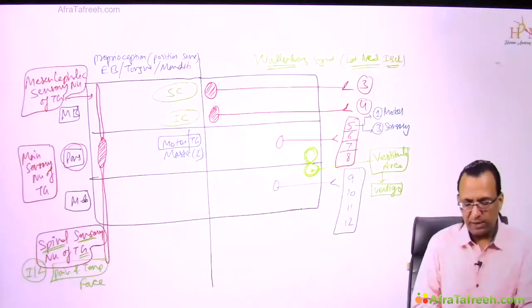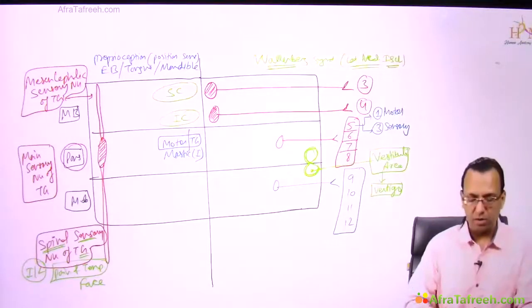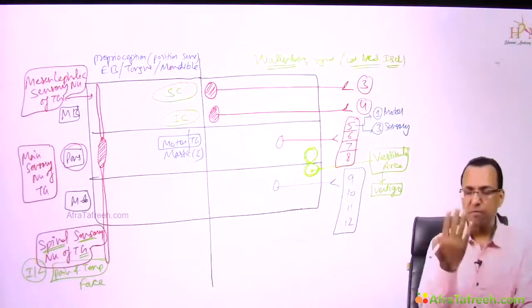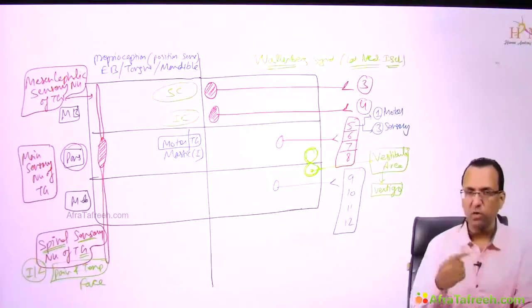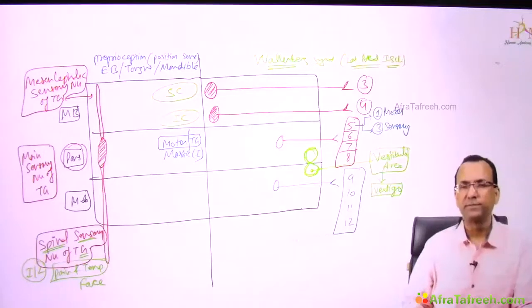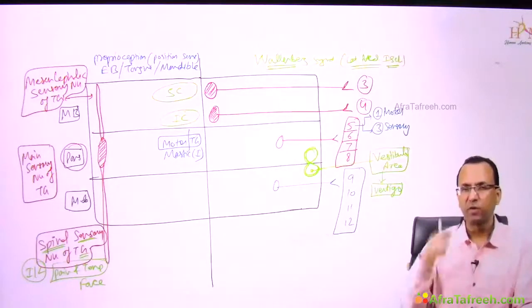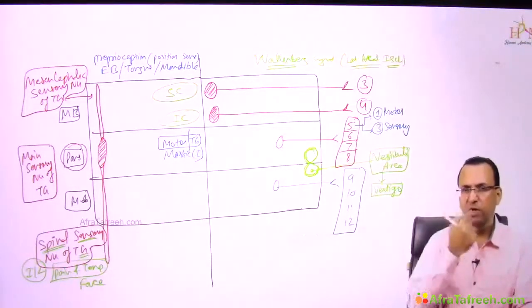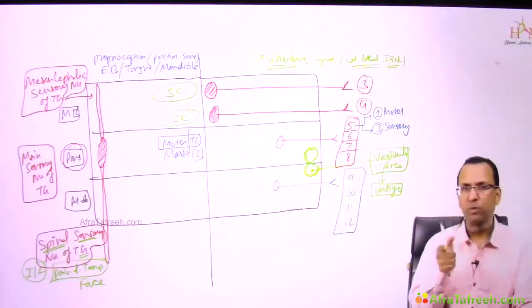So, can you see your own eyeball, tongue or mandible? You cannot until you have a mirror. If you have a mirror, then you can see. Otherwise, you cannot see your own eyeball, tongue or mandible. Then how do you know the position of these structures? The eyeball going up, down, right, left, the tongue going up, down, the mandible opening and closing the mouth.